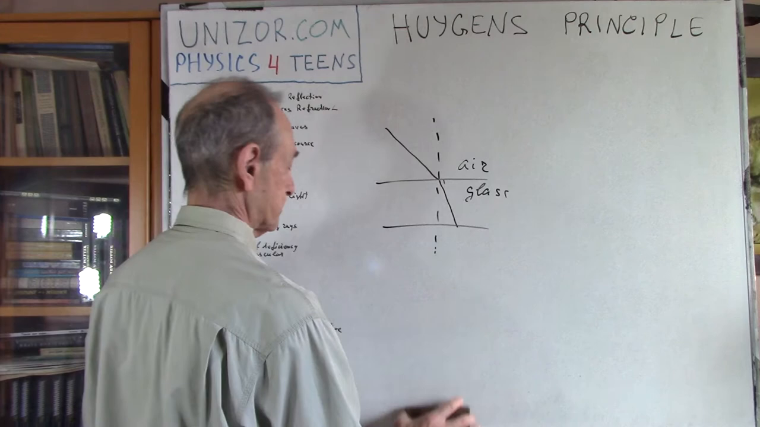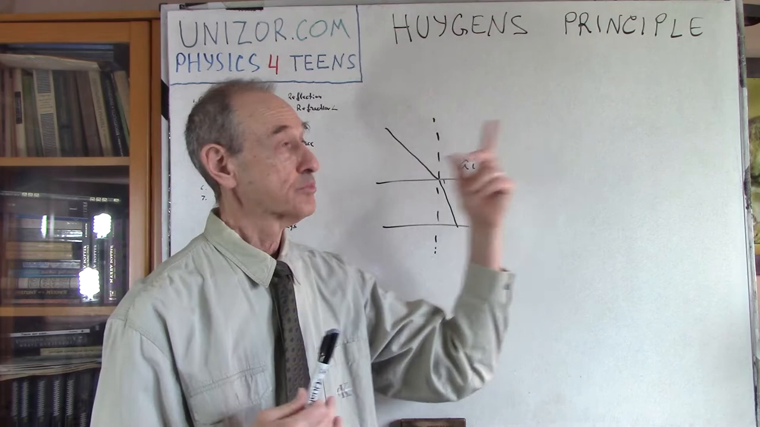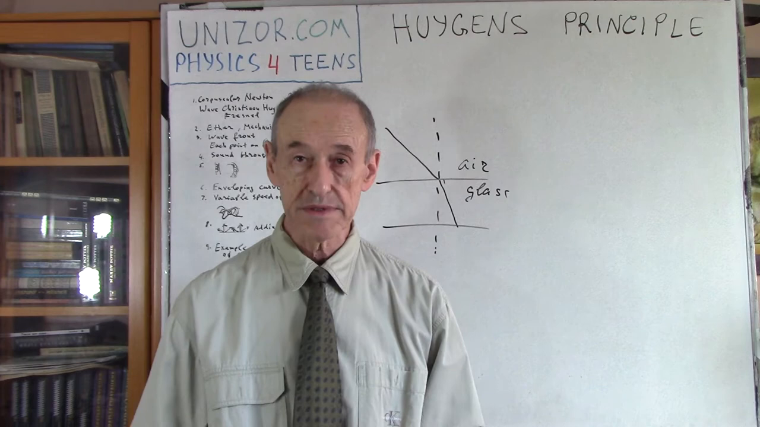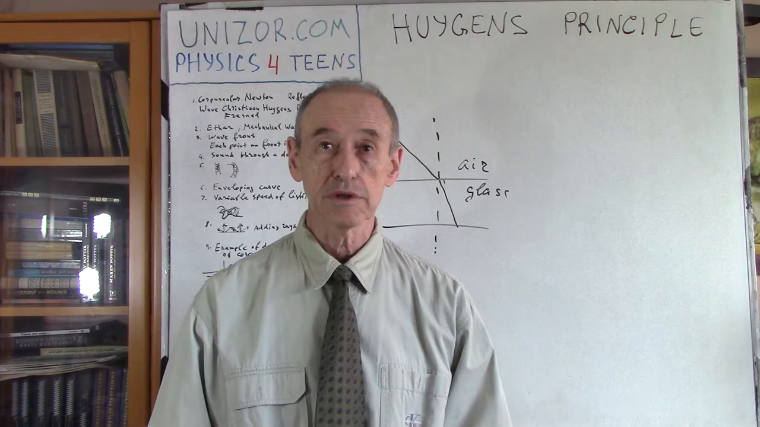the first and most important aspect of Huygens principle, as we call it right now, was that light is actually waves. Now, what kind of waves do we know? Well, at least in the 17th century, we could definitely talk about sound waves.